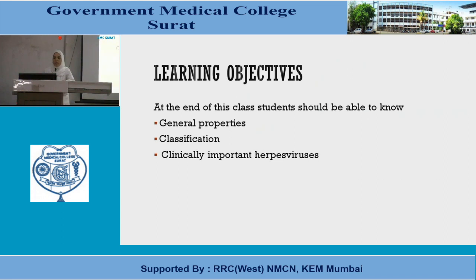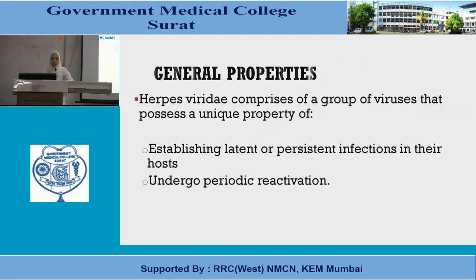The property of this group of viruses is that they are unique in establishing latent or persistent infection in the host. That means they stay silently hidden in the body once you are infected, and as soon as our immune response goes down, they flare up, or they can be triggered by a few things. That's how we say it is latent. They go through periodic reactivation.